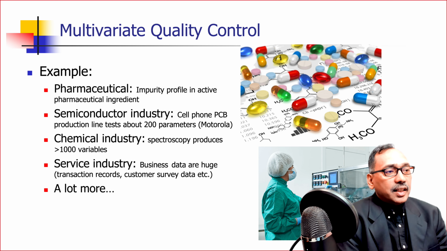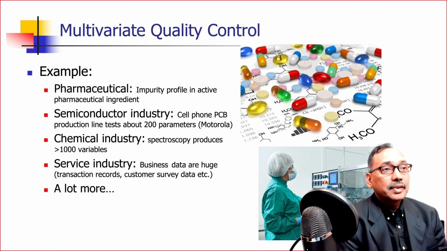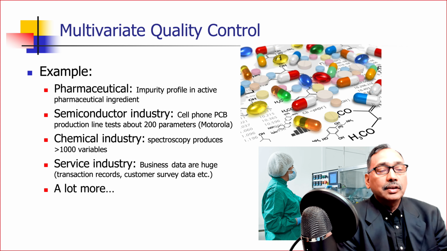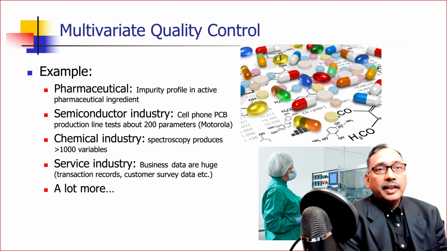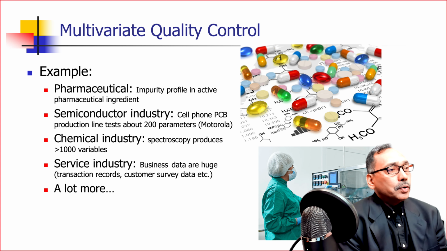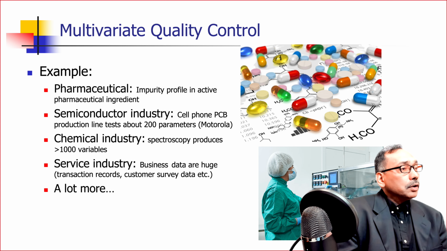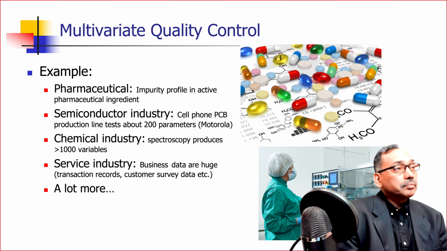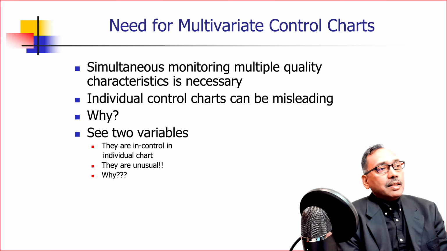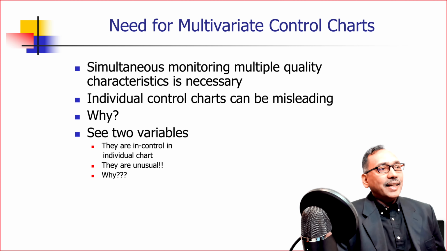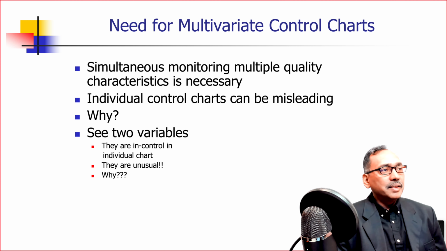And in the service industry, business data are huge. If you look at the volume of transactions that take place on Amazon.com's website throughout the world, that data is huge. If they have to focus on some of the important customer related characteristics, they need a tool. When we go to the doctor and the doctor prescribes tests, we have data on many different parameters again. So multivariate quality control charts become useful when we have more than one variable. Simultaneous monitoring of multiple quality characteristics is necessary in many businesses.